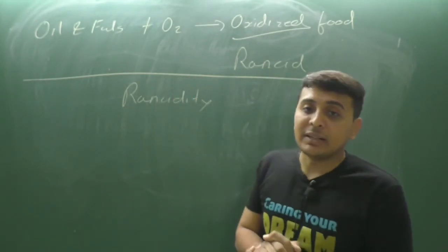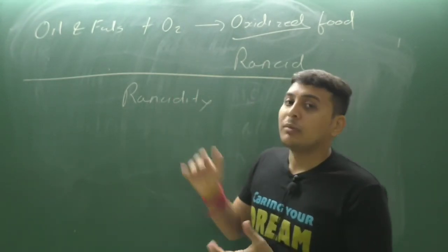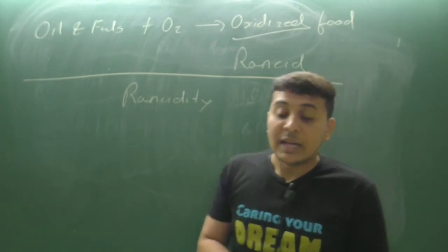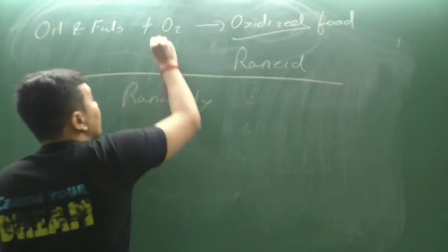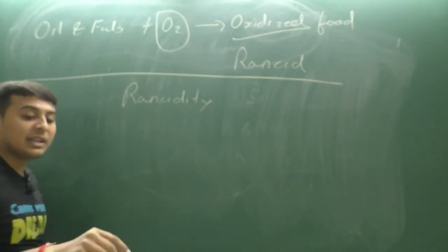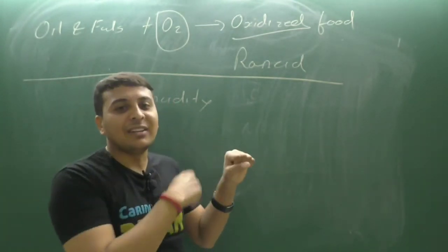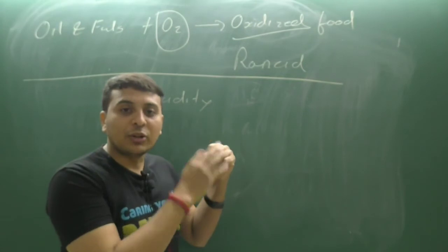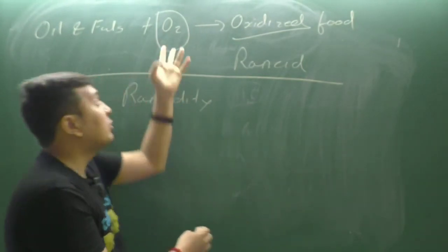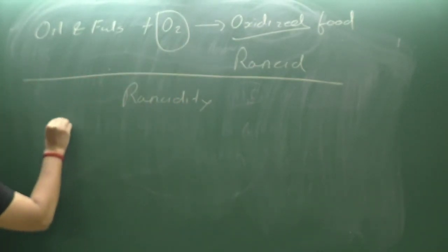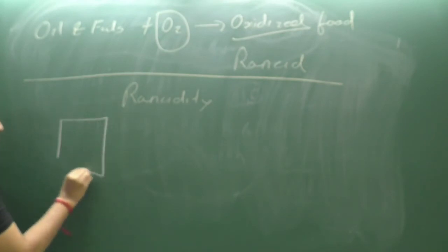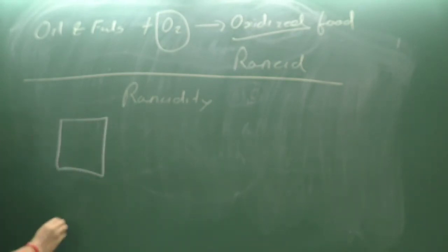How can we prevent the food from rancidity? So we can prevent it by cutting off the supply of oxygen. The same thing we were doing in corrosion, but here we cannot paint the food. Clear? We cannot paint the food items. So how can we do it? For example, a packet of chips of Balaji.